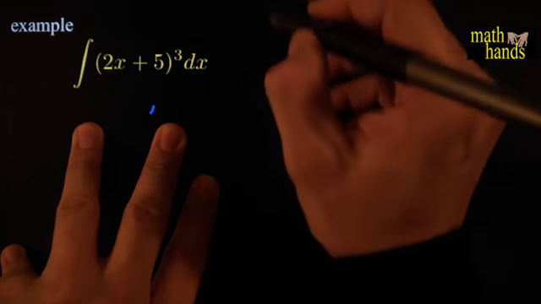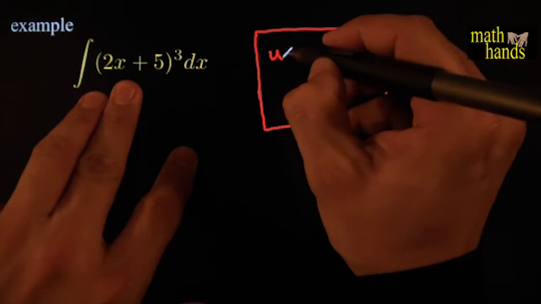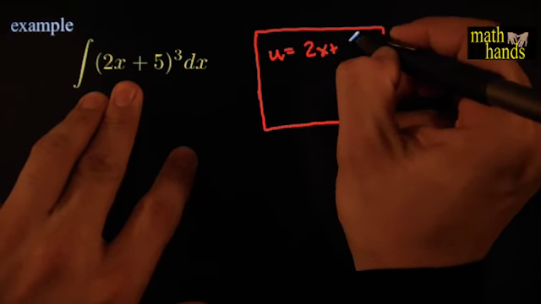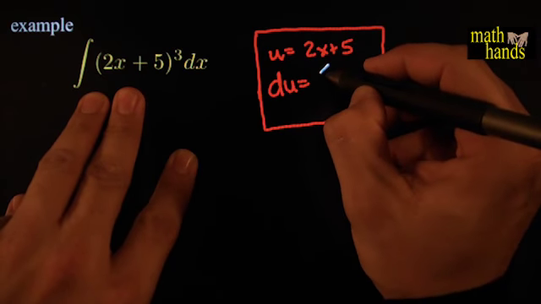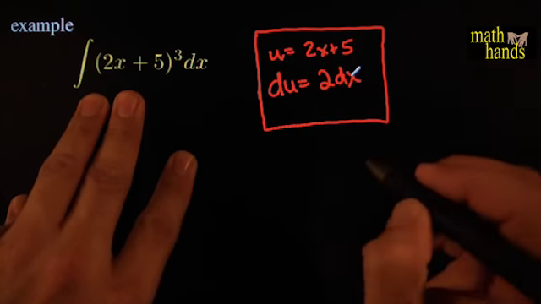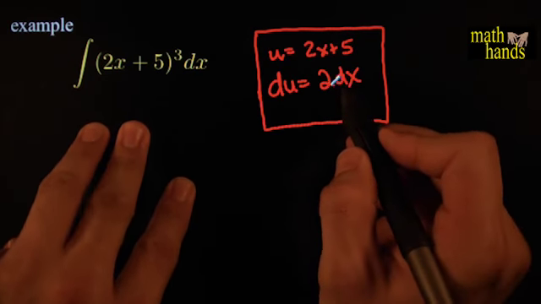Maybe we can set up a little dictionary like that. Let's see how it goes. What if we make u equal the quantity 2x plus 5? Well, that would force du to be 2 times the dx. Right? Stop me if I'm lying. Am I lying? No.